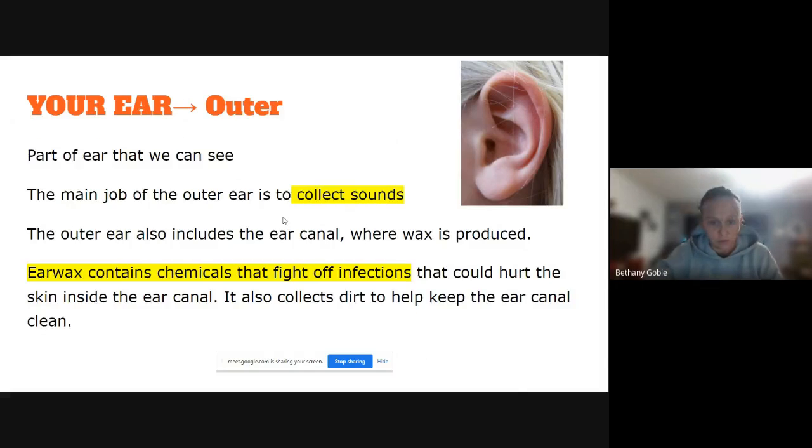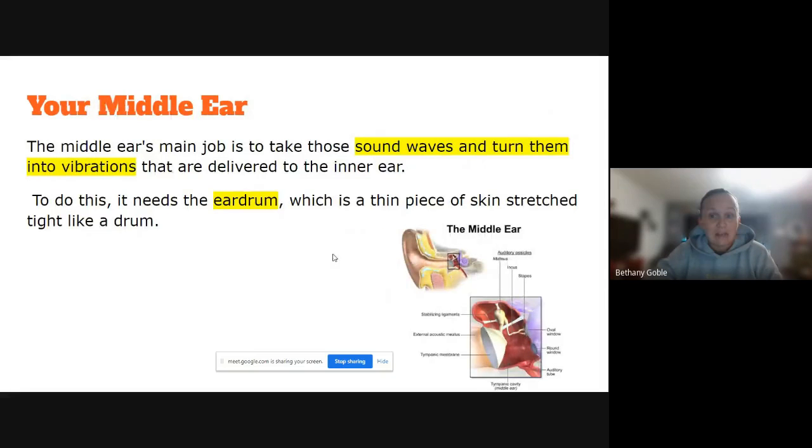All right, let's talk about your middle ear. So the outer ear is just this guy, right? Your middle ear, as you can see, is once you go into the canal. If you looked at me, it'd be right here where my cheekbone is, my middle ear. The main job is to take these sound waves and turn them into vibrations.